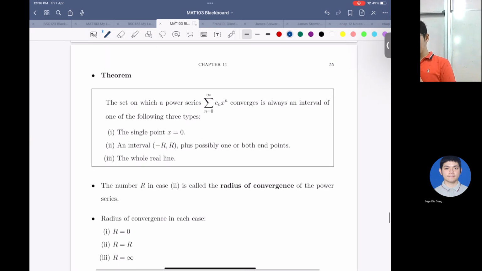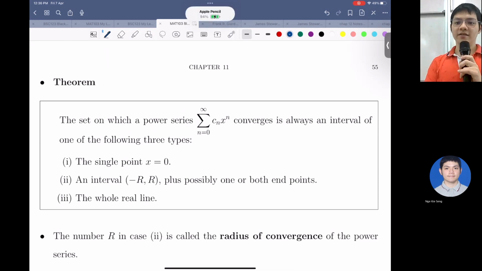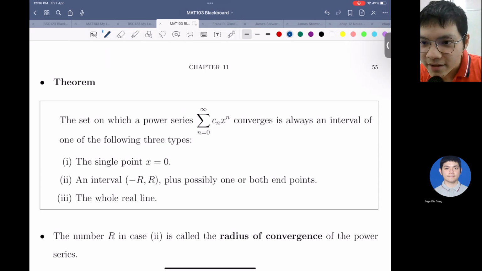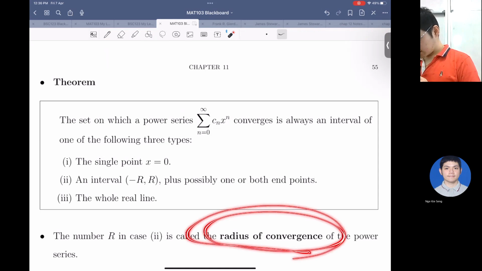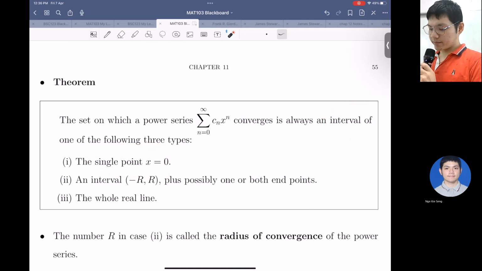Okay, next. So this particular interval, we call it the radius of convergence. So it is always an interval, either a single point or an interval: closed interval, open interval, or closed on one side and open on the other side. All intervals we consider, and the whole real line. You already saw that just now, but you haven't seen the example when it is a point, but you will see it if you do the homework.